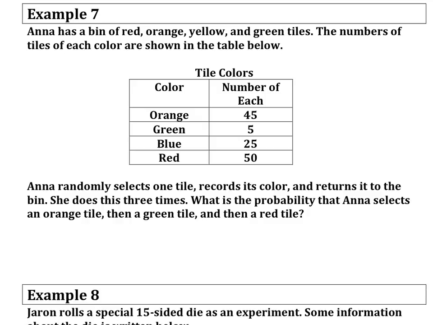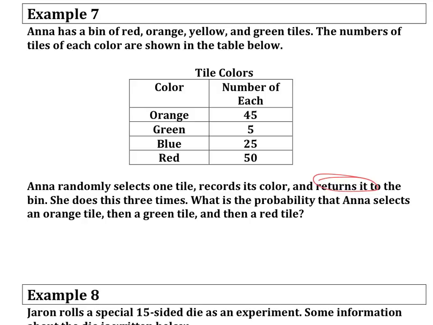All right, so picking up where we left off, then example 7. Anna has a bin of red, orange, yellow, and green tiles. The number of tiles of each color are shown in the table below. Anna randomly selects one tile, records it, and then returns it to the bin. So again, we've got that point that it is being returned. So that's a good thing to notice and point out. She does this 3 times, so she's going to pick 3 things.